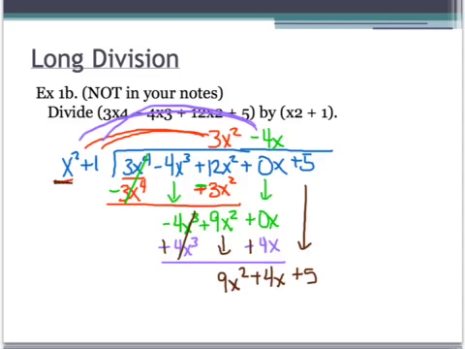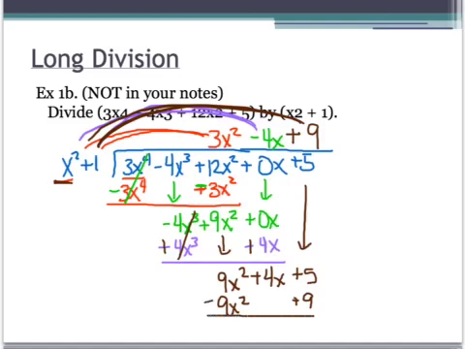All right, what times x squared will give me 9x squared? And I know what you're thinking, it's 9. So I take 9 times x squared and 9 times 1. Now I'm running out of room here. When I subtract, the 9x squared becomes negative, and this 9 becomes negative as well. So 5 plus negative 9, or think of it as 5 minus 9, is going to be negative 4. And I have no more terms on the outside to drop, but I do need to drop this 4x.